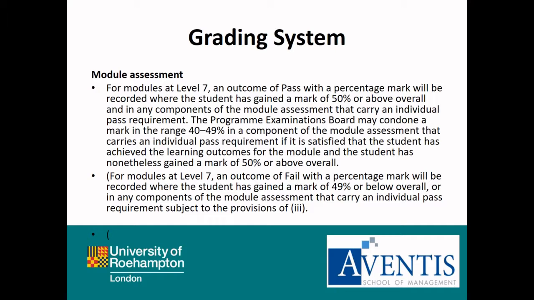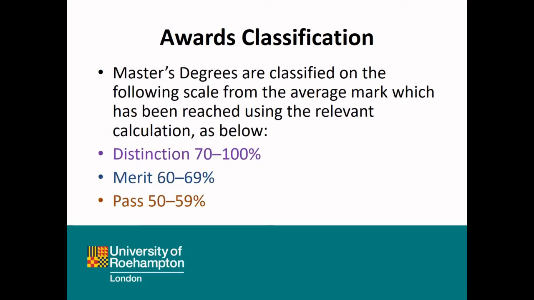For modules at level 7, an outcome of fail with a percentage mark will be recorded where the student has gained a mark of 49% or below overall, or in any components of the module assessment that carry an individual pass requirement, subject to the provisions of number 3.